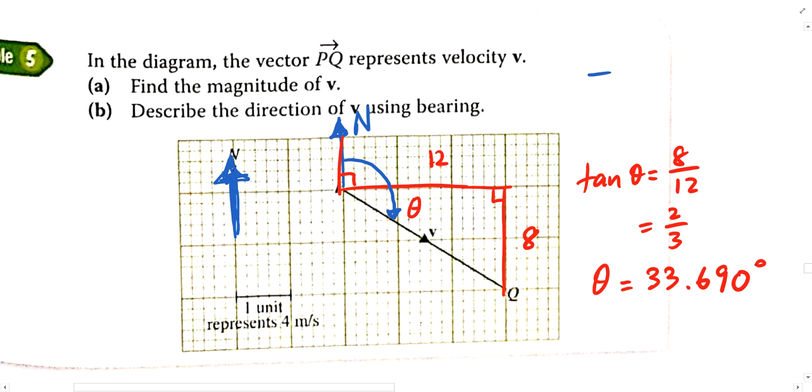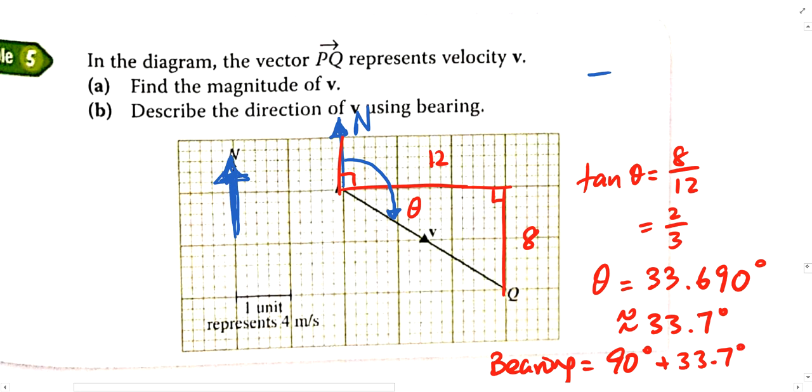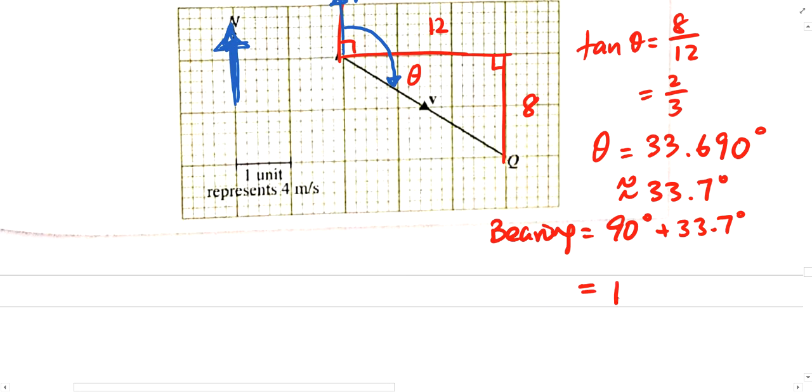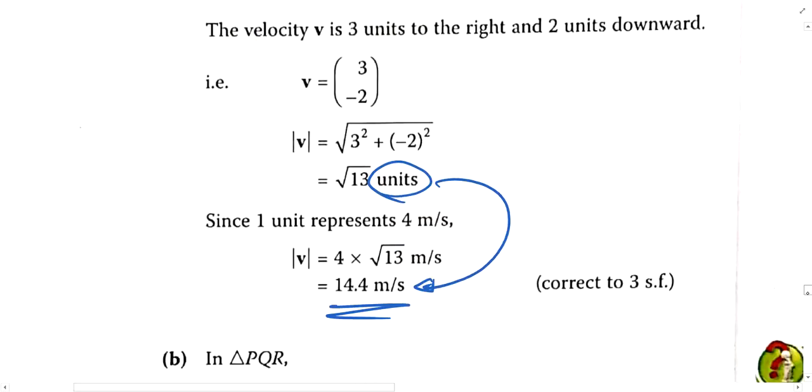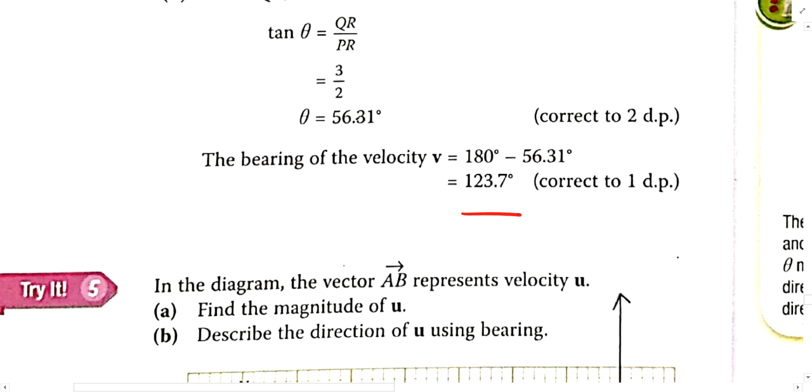Are you in degrees or radian mode for your calculator? Make sure. So this gives us 33.7 degrees. Then we add that to 90 degrees, right? So the bearing equals 90 degrees plus 33.7 degrees to give us 123.7 degrees. Okay, the textbook gave you another way of doing it, but they are equivalent. So now your turn to try it 5. Try 5 now.